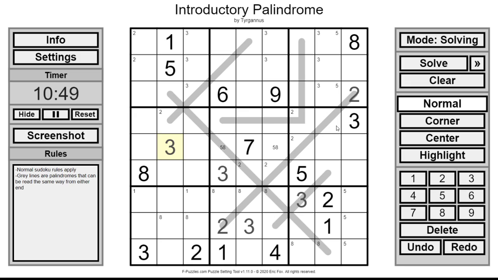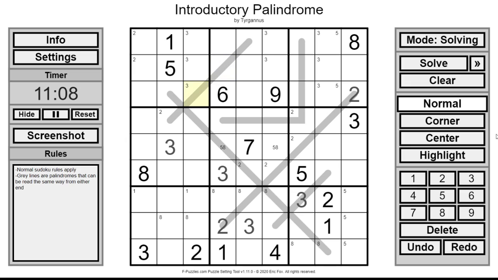Which may... oh my gosh, I got so scared. I didn't see that 3 in the square. I was like, where can I put a 3 here? Alright, though.